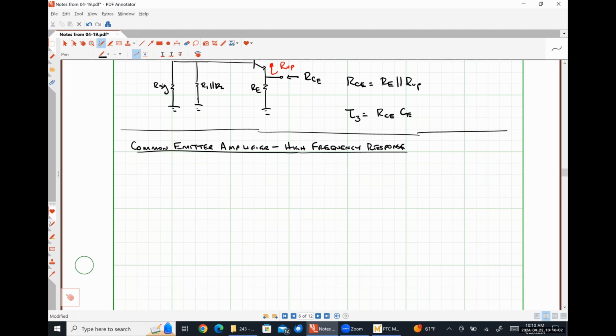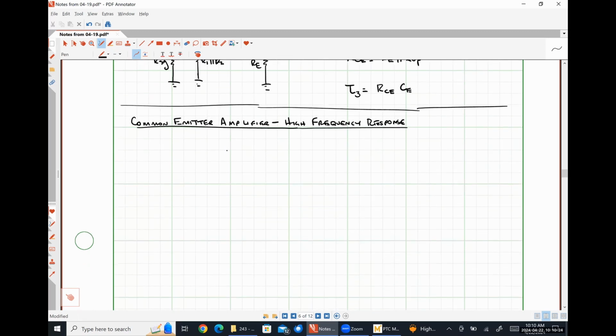All right, so at high frequencies, our fully biased common emitter amplifier is going to look something like this. So what I'm going to do is draw our original circuit with all of my coupling and bypass capacitors shorted out. And then on top of that circuit, I'm going to superimpose my internal capacitances so we can see what's going on. Okay. So here's VCC.